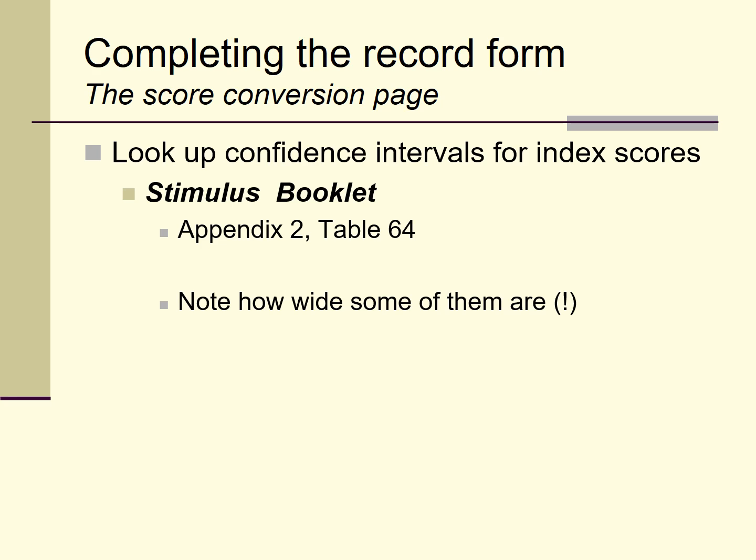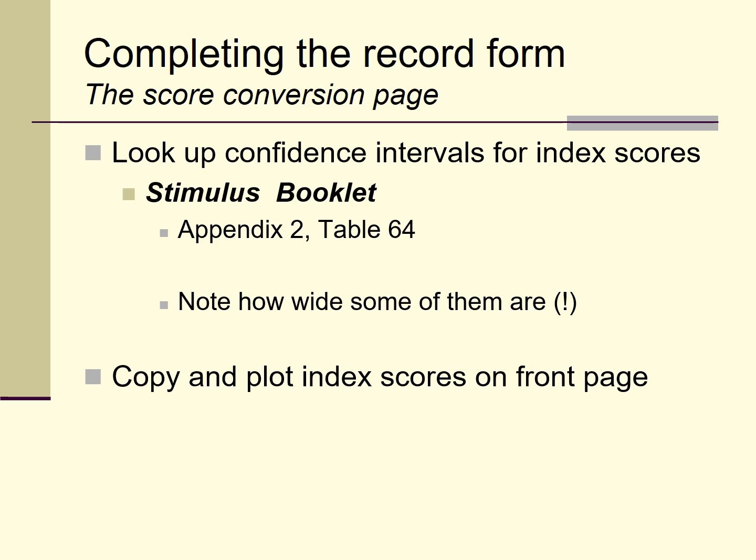And you can also look up confidence intervals for those index scores. I'm a big fan of confidence intervals. Those are in the same appendix, just on a different table. I have a little note here that these confidence intervals are often really wide because we're trying to estimate functioning in populations of people where functioning is quite variable. And so it shouldn't surprise us if those estimates are not quite so precise as we might hope. Once you've got that information, you can copy it to the front of the record form, and you can plot it for the little profile plot that I mentioned earlier.